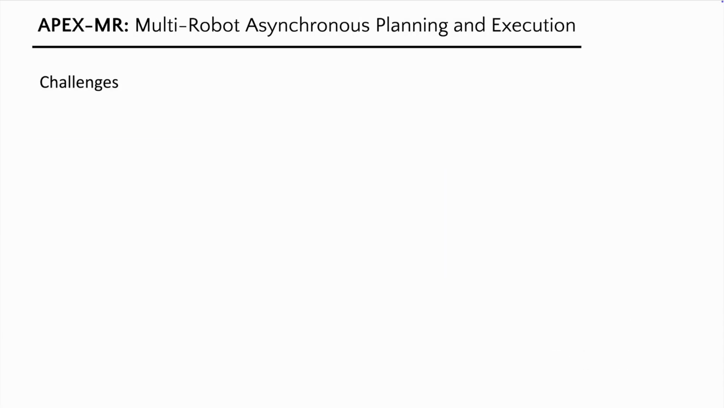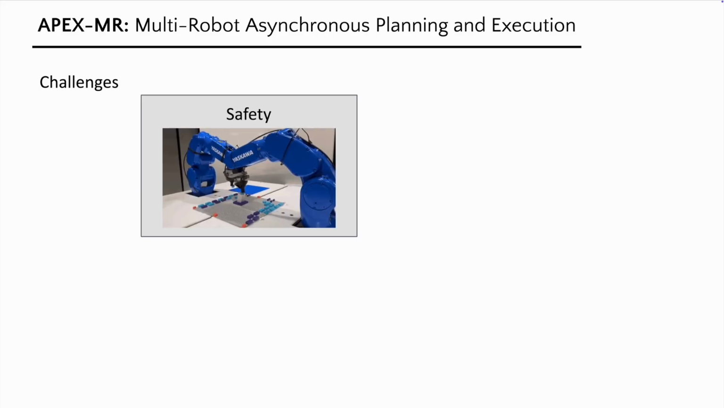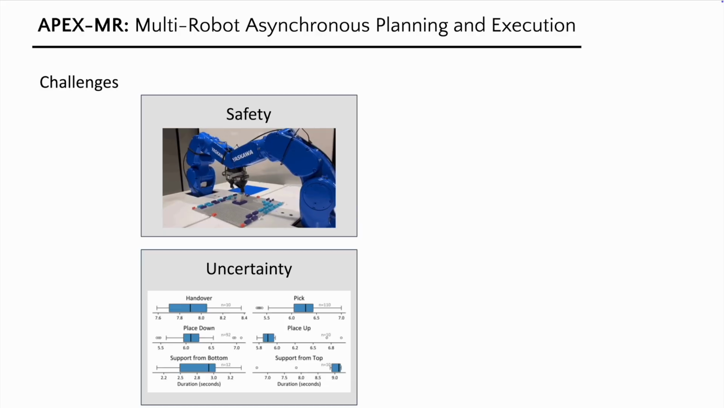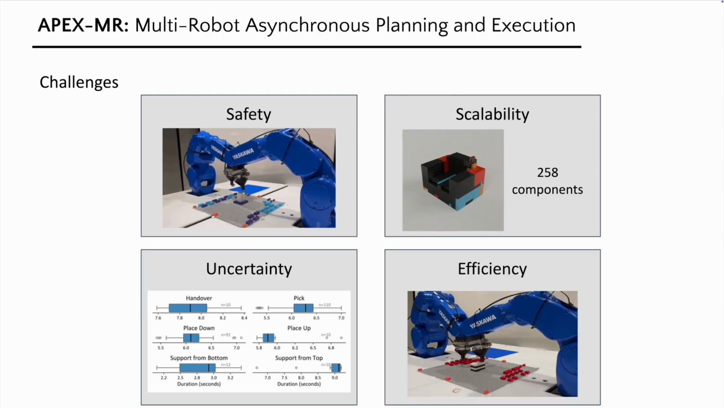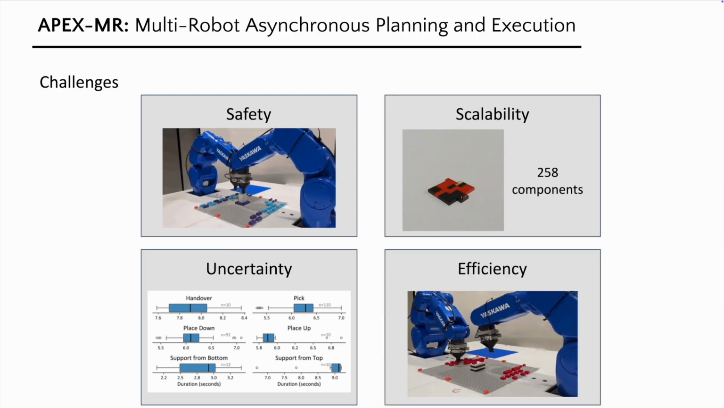Multi-robot cooperative assembly faces key challenges. We need to ensure safety such that robots do not collide, manage any uncertainties in execution due to controller delay, and address planning scalability for large assemblies with hundreds of components, all while maximizing the efficiency and throughput of the assembly.